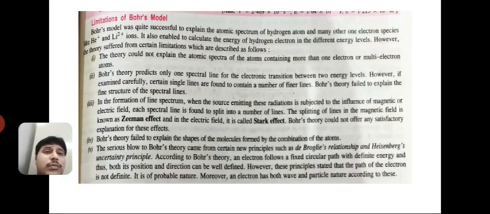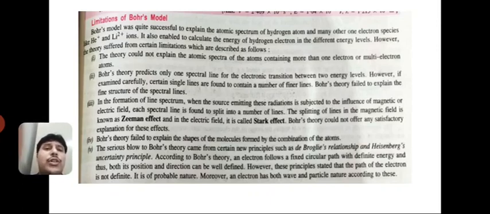Now after all these postulates, what are the limitations of Bohr's model? Bohr's model was quite successful in explaining the atomic spectrum of the hydrogen atom and many other one-electron species like He+ and Li2+ ions. It also enabled us to calculate the energy of the hydrogen electron in different energy levels. However, the theory suffered from certain limitations which are described as follows. Number one, the theory could not explain the atomic spectra of atoms containing more than one electron, that is, multi-electron atoms.